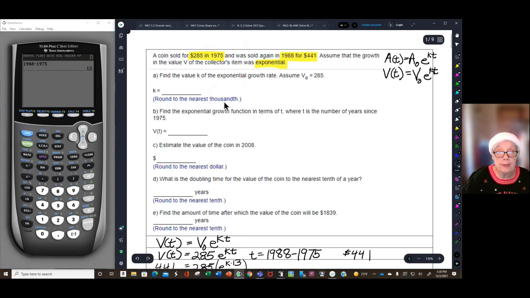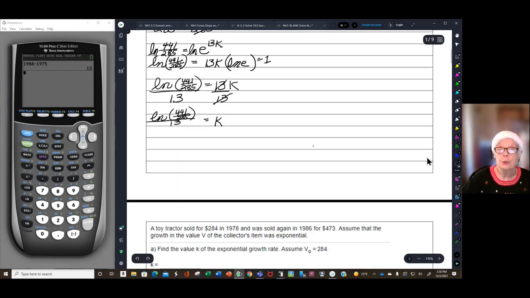Round to the nearest thousandth. That's 3 decimal places. In case you forget, the number 1000 has 3 zeros. That's how you can remember what the decimal place is. The thousandth means the third decimal place. You're going to round to 3 decimal places. Okay, let's do this.